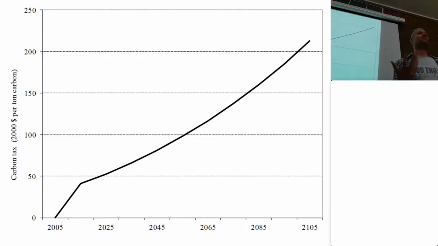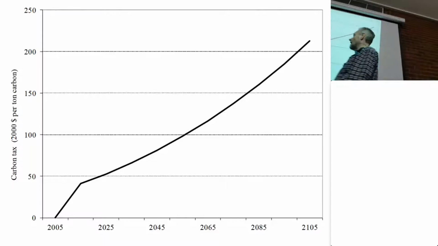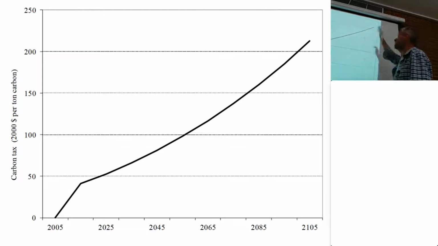He imposes a carbon tax, right? Or rather, he calculates the optimal carbon tax. Previously, I said that's 25. Nordhaus actually starts at 40 and then lets it slope up by about 2% per year to roughly $200 per ton of carbon in the year 2100.